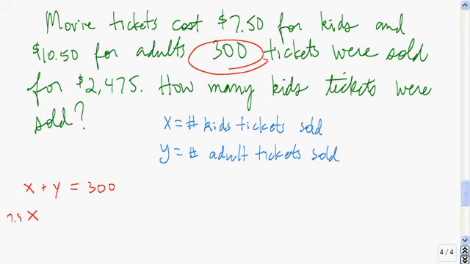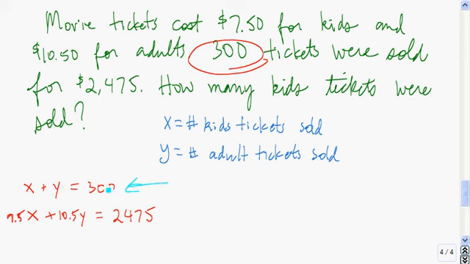So we're going to do 7.5, which is really the $7.50 for each of those X kids' tickets, plus for each of the Y adult tickets, the movie theater took in $10.50. So we'll multiply Y by $10.50, or just 10.5. And that equals the total taken, which was $2,475. Okay, we want to know how many kids' tickets sold, so we want to solve this linear system here for x.